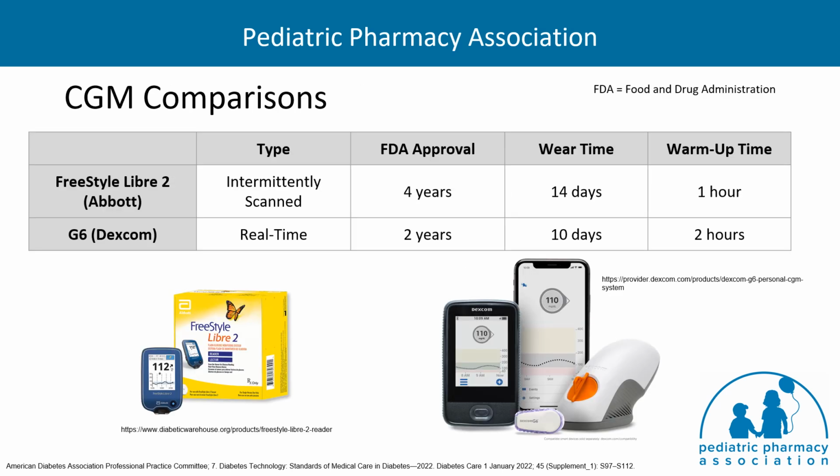So as we know, there are different types of CGMs that are available out on the market. These are two different types, Freestyle Libre 2 and the G6. As we can tell, they're so different. They have different times associated with FDA approval, how long the sensor can be worn, and how long the system takes to warm up before the scanning can begin. Each of these can be patient-specific or based off of your preference as well. This is just a table for your reference to note the FDA approval, the wear time, and the warm-up time.